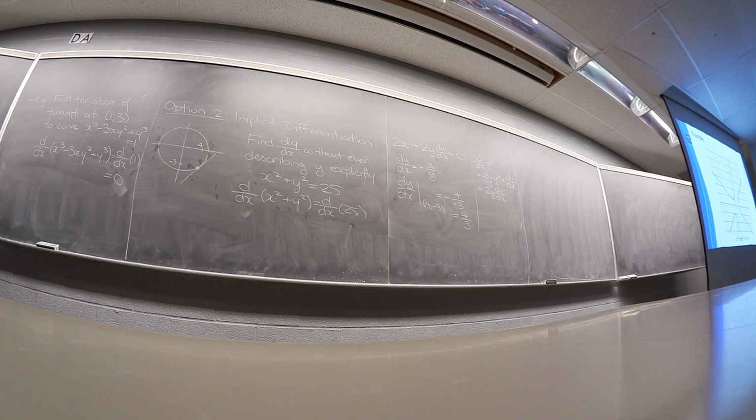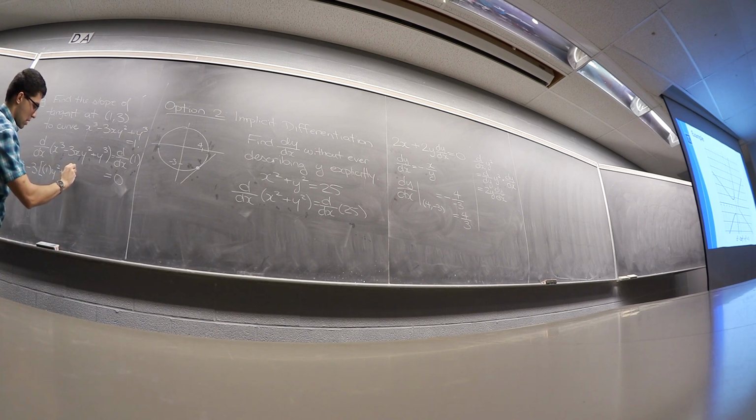x cubed gives 3x squared. Minus 3 times a product. So you need product rule. Again, if this is unclear, ask me or work it out explicitly yourselves. All right. So it's a product of x and y squared. The derivative of the first, so the derivative of x, which is 1, times the second, y squared, plus x, the first, times the derivative of the second. The derivative of y squared. Don't forget, you need to do that.